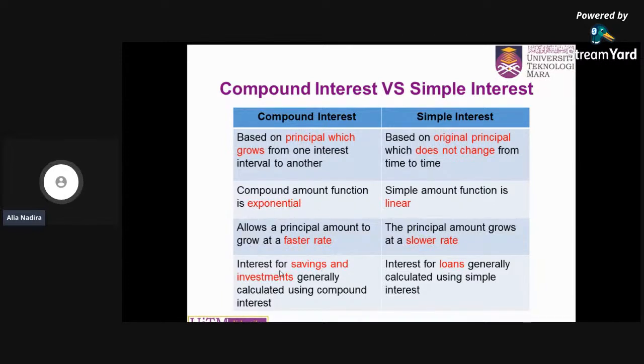Okay, interest for saving and investment is generally calculated using compound interest. Okay, normally we use compound interest. But for loans, interest is generally calculated using simple interest. So these are the differences between compound interest and simple interest.